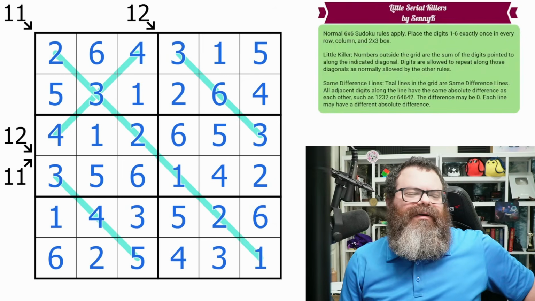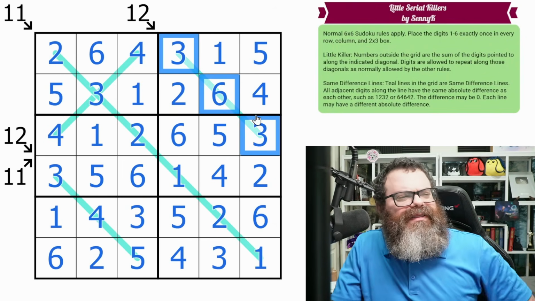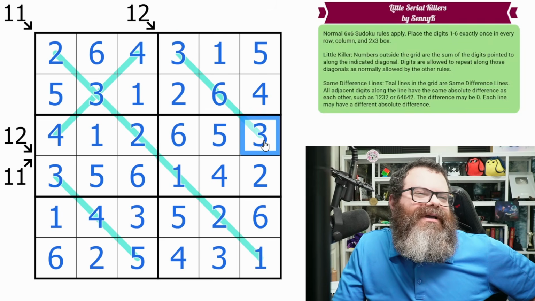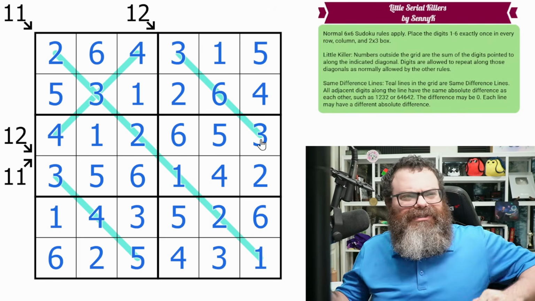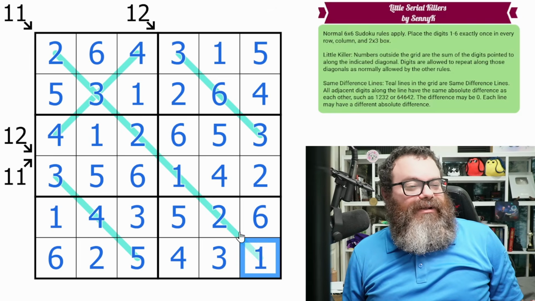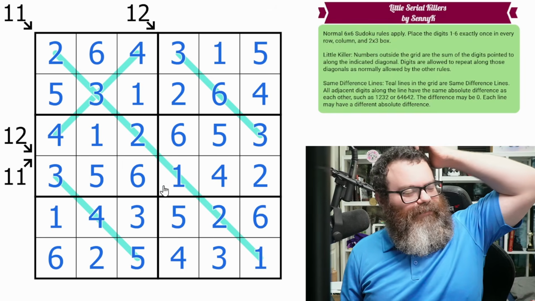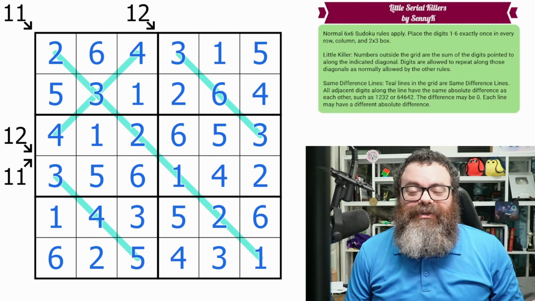All right, cool puzzle, Senny. I liked the use of knowing the sum of the line, but also knowing that these two had the same parity and were often the same digit. That was neat. And then this one where because it alternated by one, we knew that all of these had to be two. That was neat. All right, well, how'd you do?